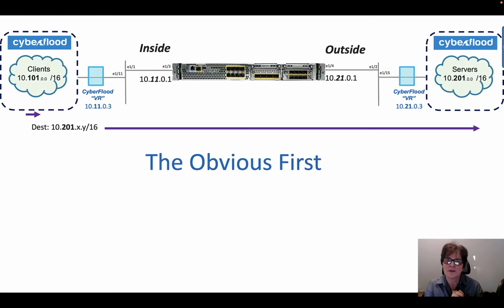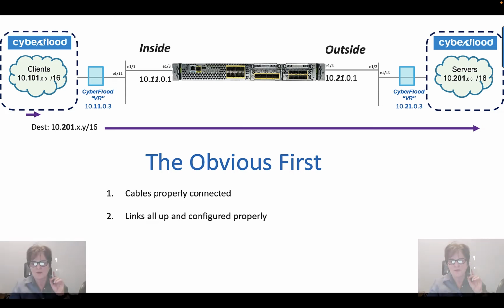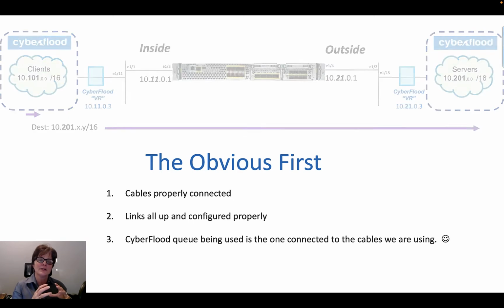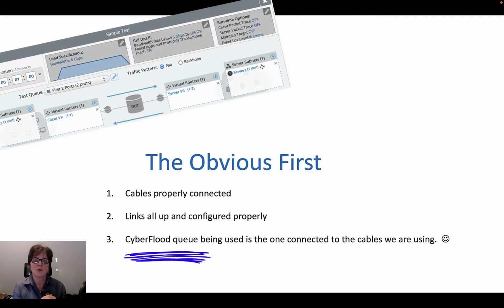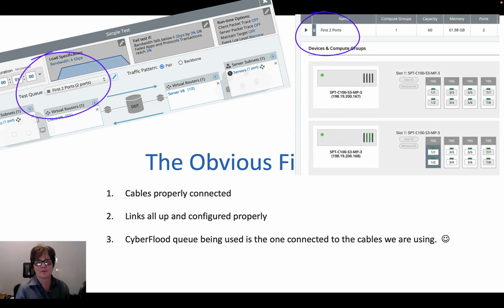So let's talk about the obvious first. Do you have the cables properly connected? Are the links all up and configured properly? These are the obvious checks, no matter what you're troubleshooting. There is one additional thing from a CyberFlood perspective: something called a CyberFlood queue. Is the CyberFlood queue that you're using the one that's connected to the cables that you're using? Your test will refer to a CyberFlood queue, which references what you're reserving and what ports you'll be using in that test. So are you pointing to the right one? That's the obvious first.